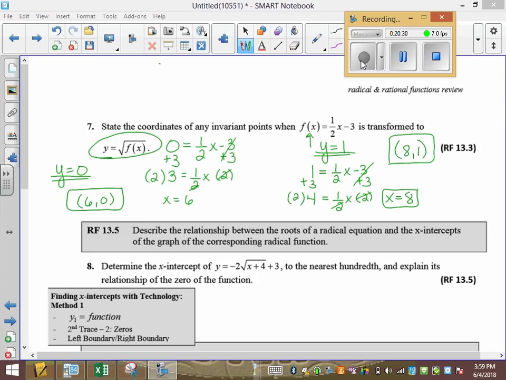Now, if your original was a quadratic, you might get 2 invariant points, or 1, or none. So if your original was a quadratic, here you would get 1, 2, 3, 4 at 0 and 1. If your quadratic was like this, you may only get 1, where y equals 1. Not drawn the best. And then if your entire graph is above 0 and 1, you may get no invariant points.